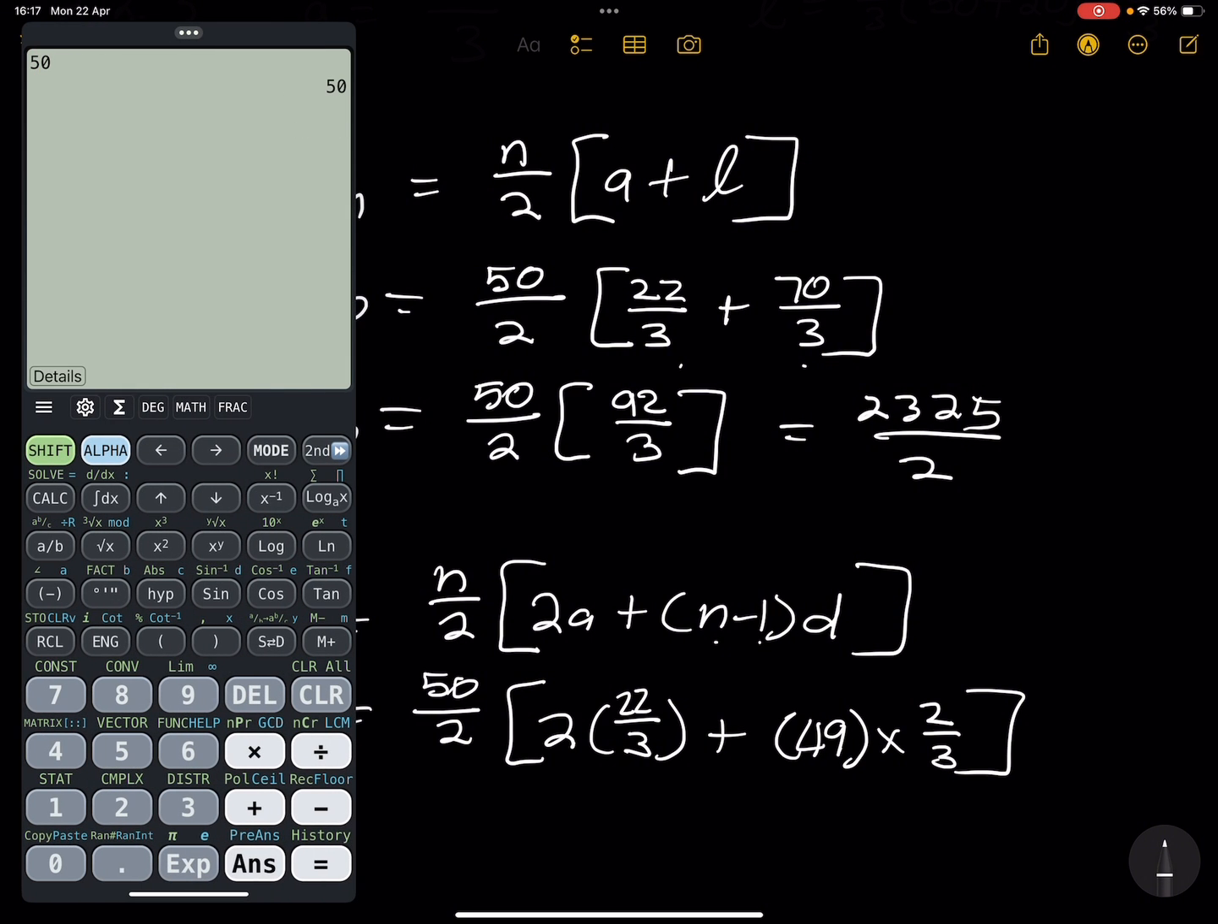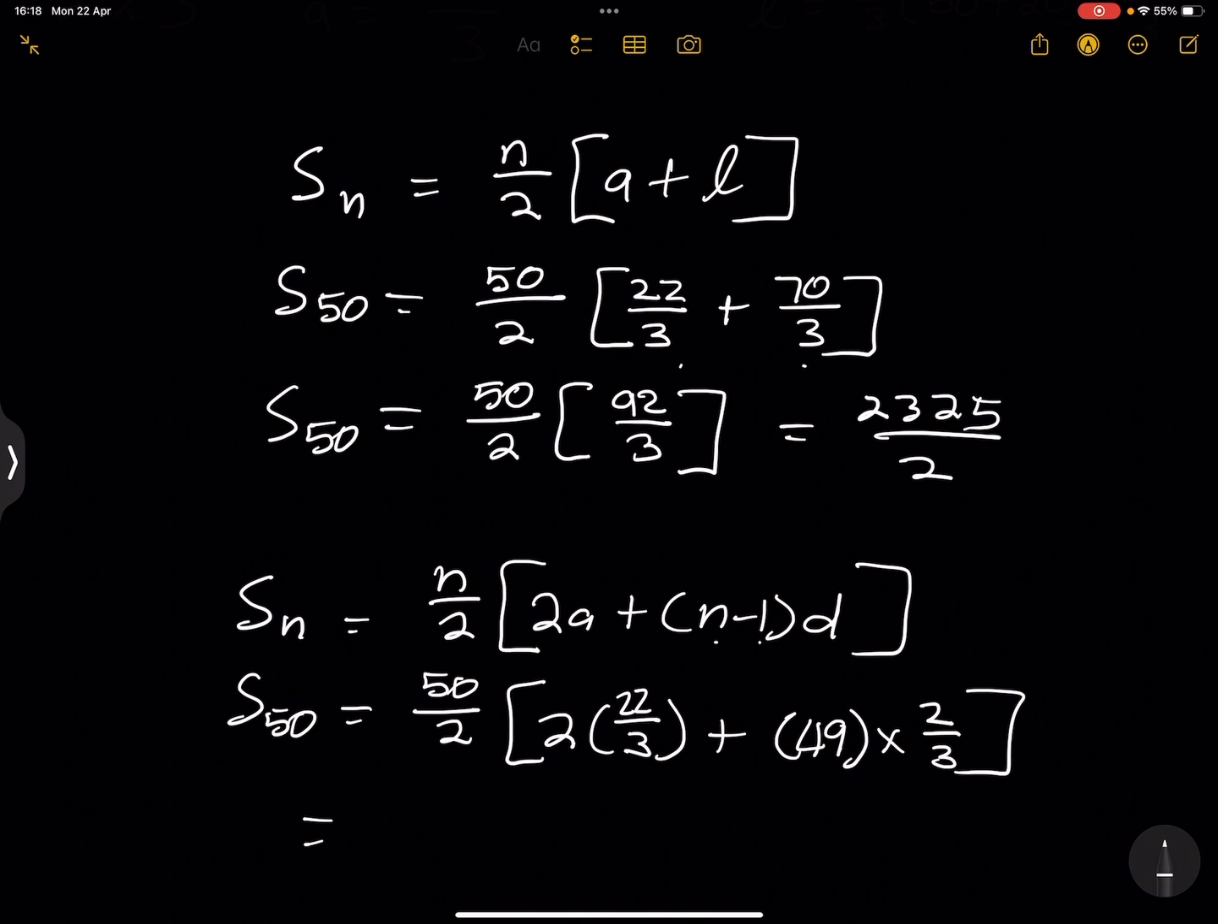So we've got 50 over 2, and this is into 2 times 22 over 3 plus 49 times 2 over 3. Okay, so why do we get a different answer there? 1183, let's see. So we said 50 over 2.